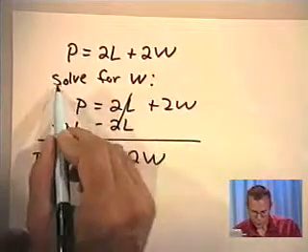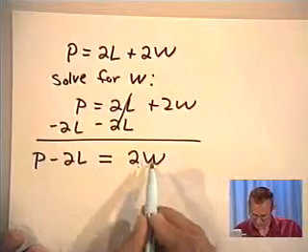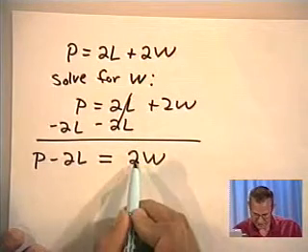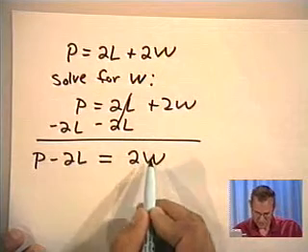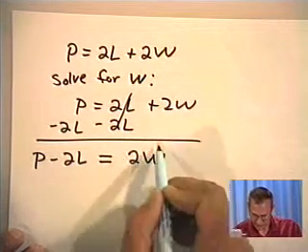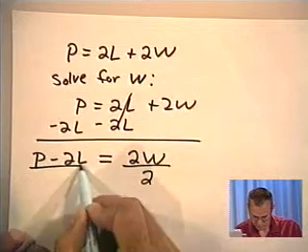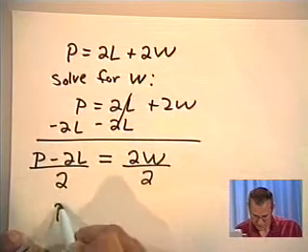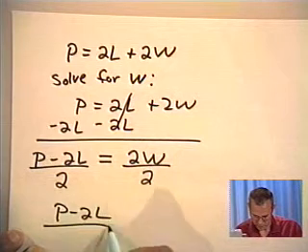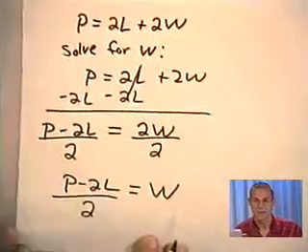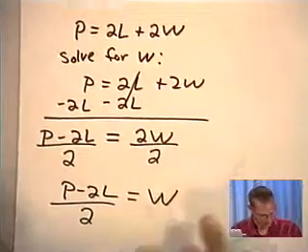Now, we were asked to solve for W, not 2W, so we have to get rid of this 2. We see that this is 2 times W, so to get rid of the 2, we do the inverse operation of multiplication, which is division. So we get P minus 2L all over 2 is equal to W. Okay. Let's try another example.